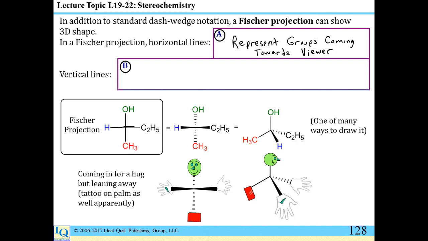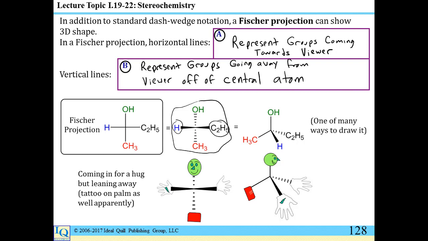In the Fischer projection convention, the horizontal lines will always represent groups coming towards the viewer. So the Fischer projection will look like this. It will have straight lines, ordinary lines, not wedges or hashes. The horizontal groups come towards you. So I show you that the Fischer projection, by definition, has these horizontal groups coming towards you as if they were drawn on wedges. The vertical lines, on the other hand, will always represent groups going away from the viewer off the central atom. So you generally draw a Fischer projection, as I have here, where the chiral atom is at the center and the four groups are drawn coming off of it. So when you see this, by definition it equals this structure.